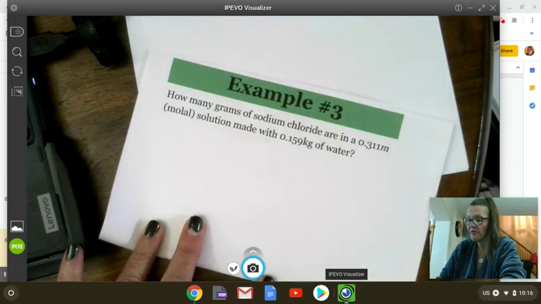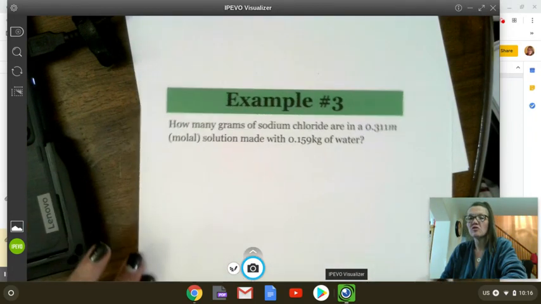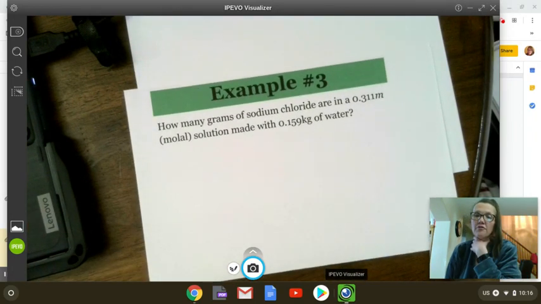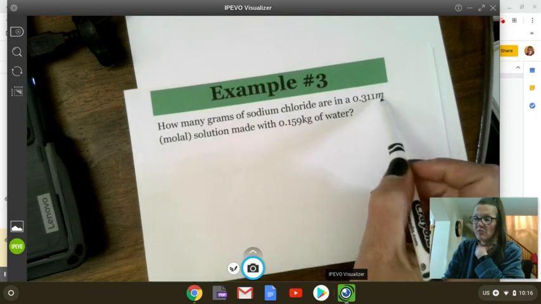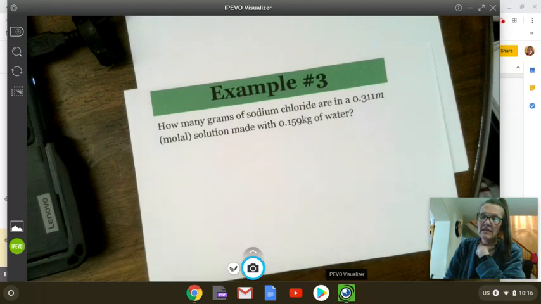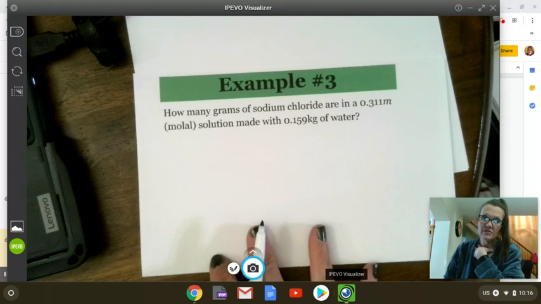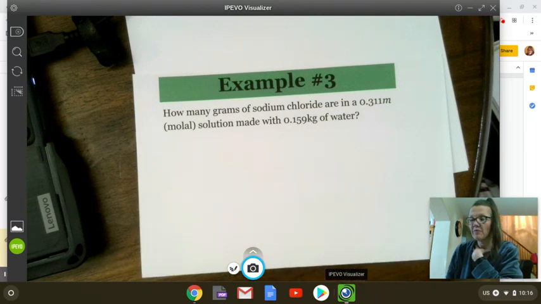Example number 3 says, how many grams of sodium chloride are in a 0.31 molal solution? So when you're talking about molality, you say molal. And if it's made with 0.159 kilograms of water. So this problem is very similar to the problem that we did last time, where we were talking about what's a realistic example of this calculation.